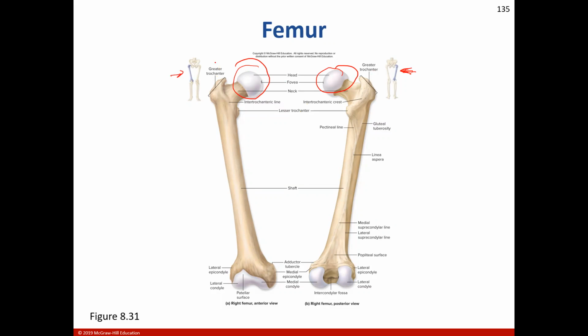So now we have a new word called trochanter. So this big thing on the lateral side of the proximal femur is called the greater trochanter. It's over on the posterior too. Lesser trochanter is more medial. So you have this in between called inter, like inter means between, like in the front, you have an intertrochanteric line. In the back, you have an intertrochanteric crest.